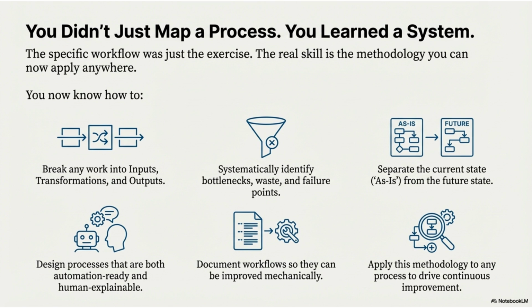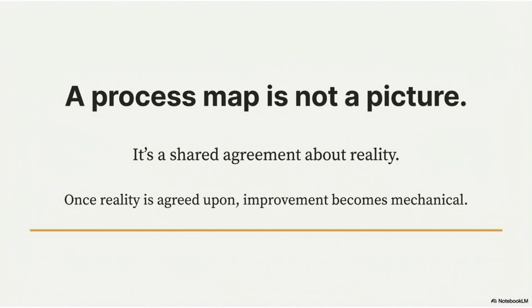You've learned a system, not just mapped one process. This methodology can be applied anywhere to break work into inputs and outputs, identify bottlenecks, separate current and future states, and design automation-ready processes. A process map is not just a picture, it's a shared agreement about reality. Once reality is agreed upon, improvement becomes mechanical.